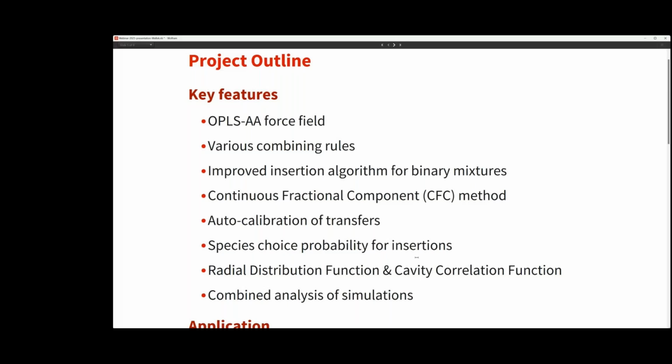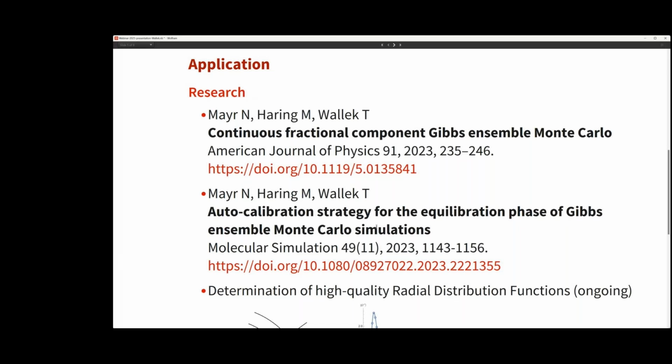So to talk about the application of the software, this simulation suite is being used in both research and teaching. For example, we published a kind of pedagogic summary of the continuous fractional component method, which was developed in the working group of Thijs Vlugt and ensures an improved transfer rate into the liquid box at high densities. And here we provided several application examples using our software suite. In the second paper, we implemented an auto-calibration strategy for the equilibration phase in order to enter the production phase with an optimized set of trial moves.